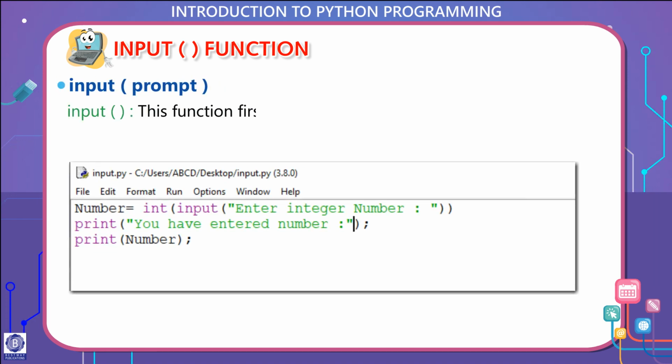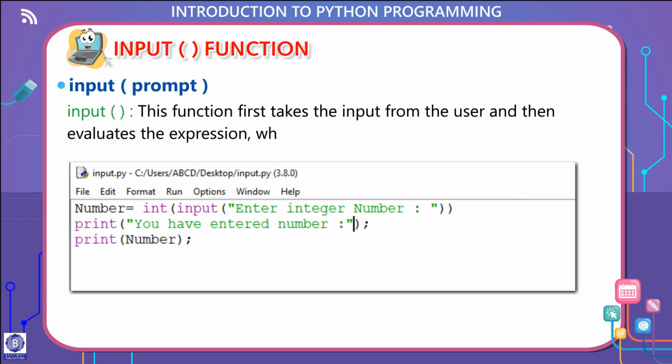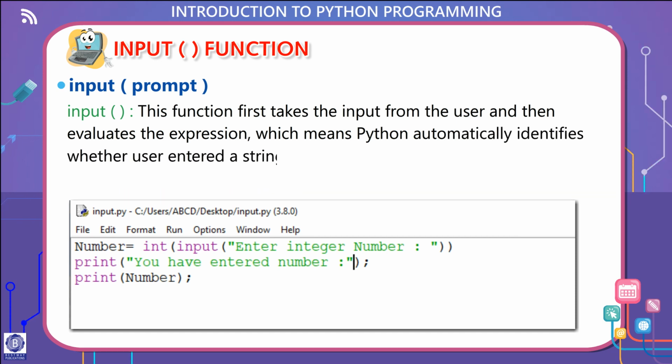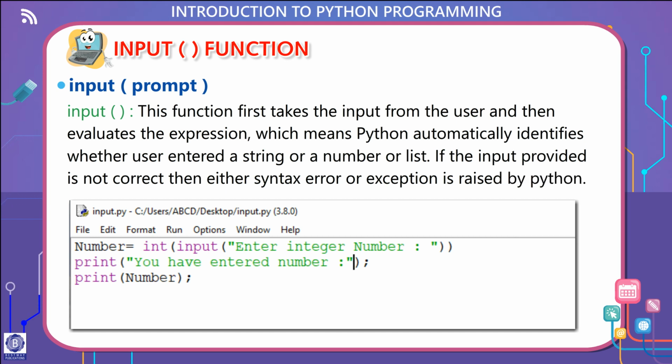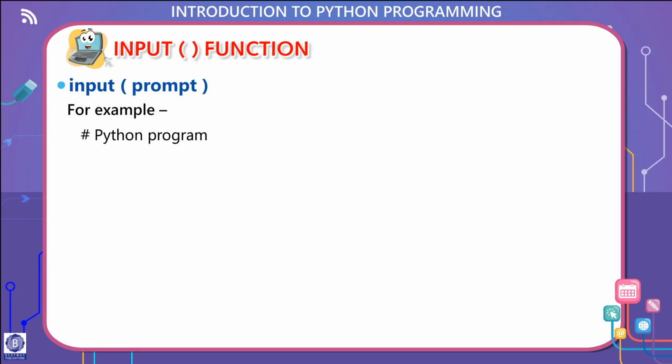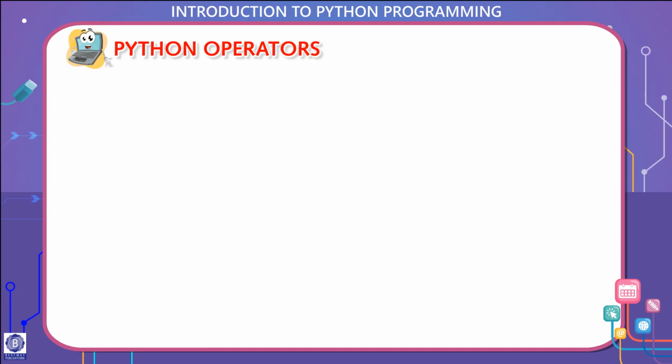input(). This function first takes the input from the user and then evaluates the expression, which means Python automatically identifies whether the user entered a string or a number or a list. If the input provided is not correct, then either a syntax error or an exception is raised by Python. For example, #Python program, #a use of input. Val is equal to input("Enter your value"). Print val. Output.